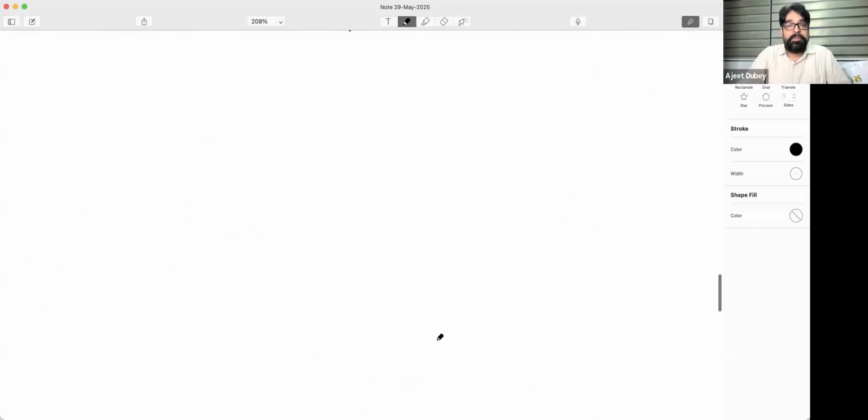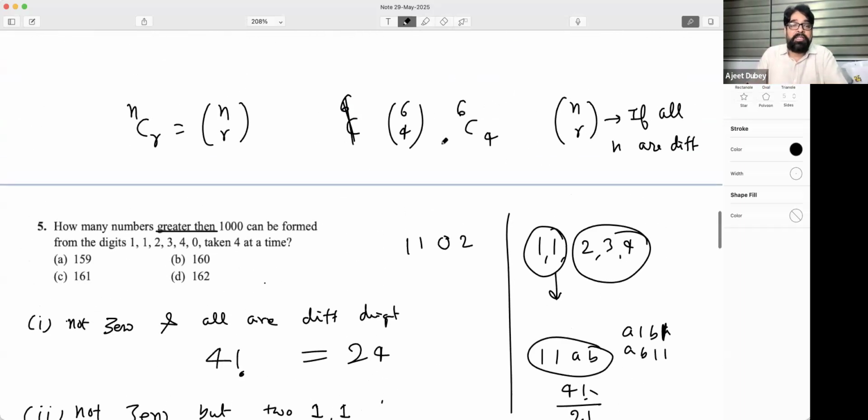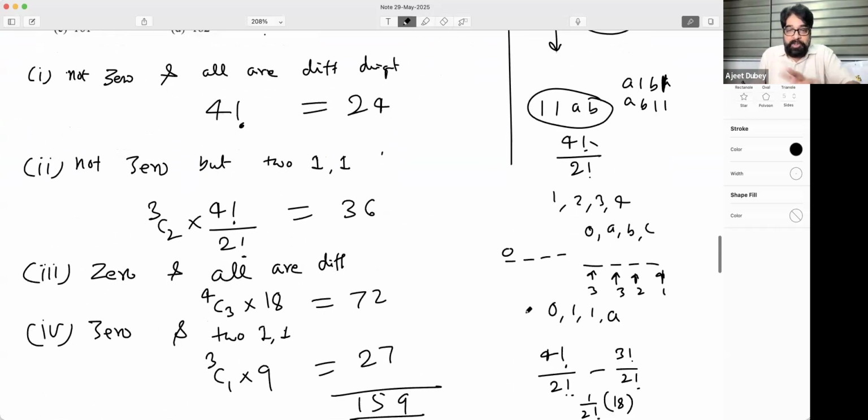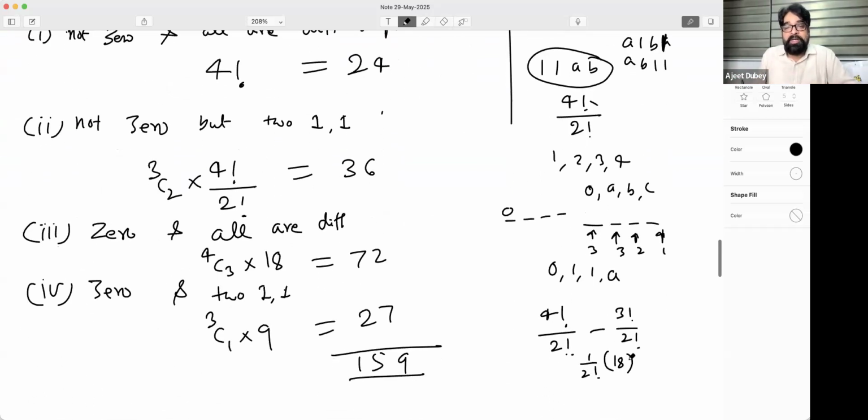That's fine. So, out of all these 5 questions, what we understand is that whenever two restrictions are coming, you can go by the reverse method also.